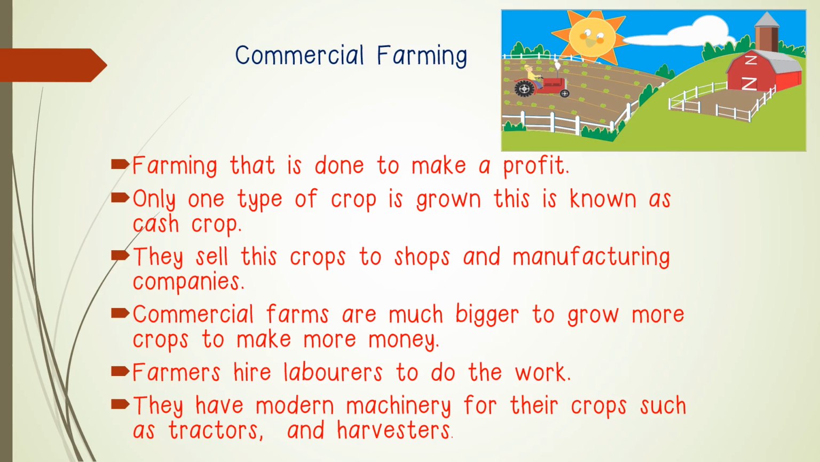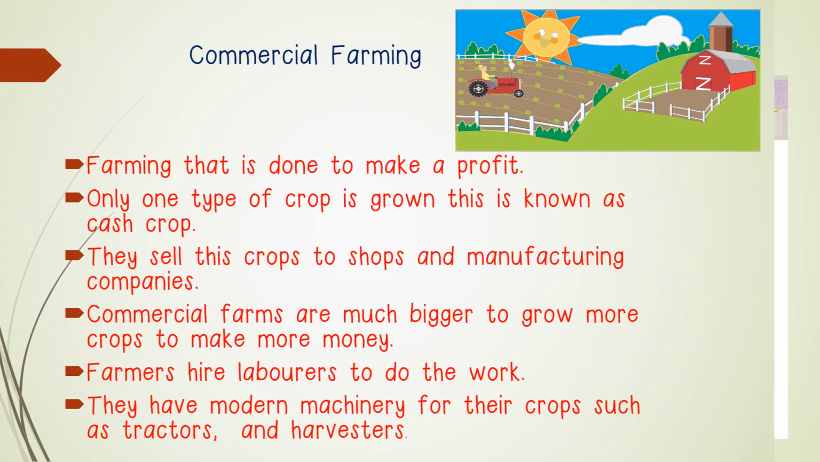These are the laborers. They have modern machinery for their crops, such as tractors and harvesters. So they have huge tractors, they have harvesters that will remove the crops from the ground. They even have irrigation systems. Some people have a flying irrigation system that will water the entire field for them instead of having people do it or doing it themselves. They have machinery to do it for them.